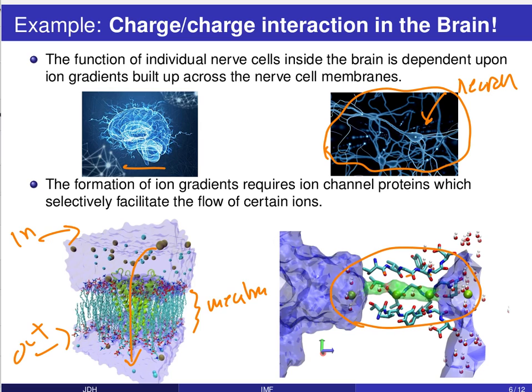So if you really want to understand how the human brain works, it actually boils down in part to this idea of charge-charge interactions and ion channels, building those core components of nervous system tissue. What I hope you're getting a flavor for here is that charge-charge interactions are very simple, but they're also very important. They show up all over the place.